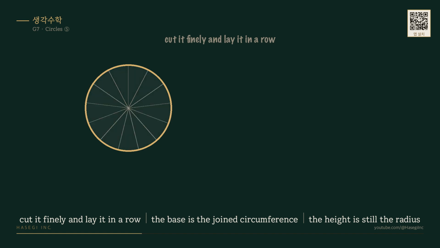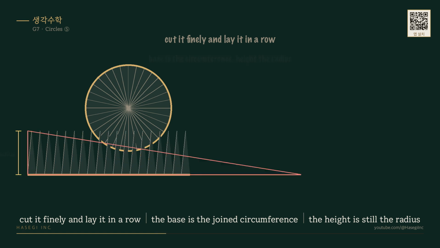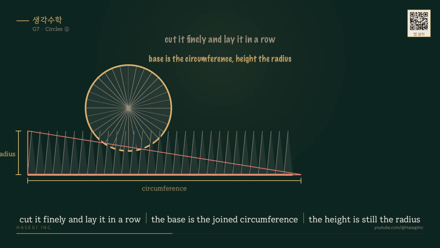Cut the circle into very fine slivers and lay them out in a single row. The base is all the slivers' bases joined up, which is the circumference. The height is still the radius. The circle has unrolled into a triangle whose base is the circumference and whose height is the radius.